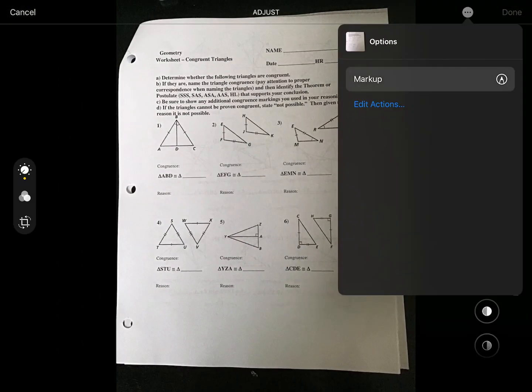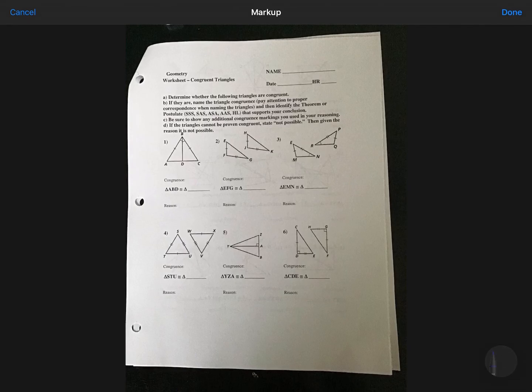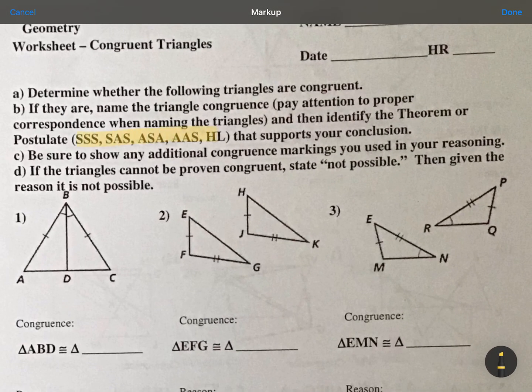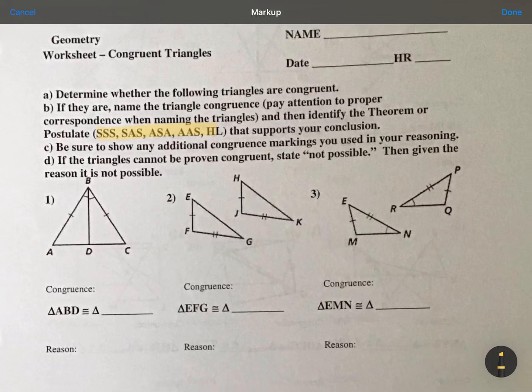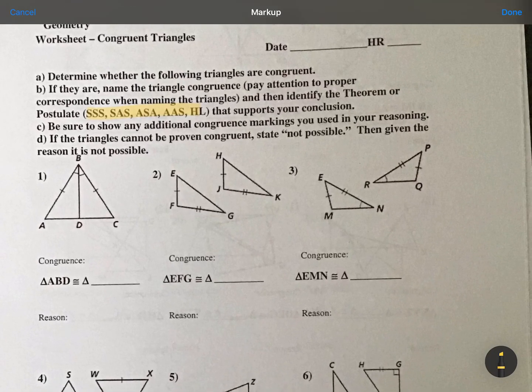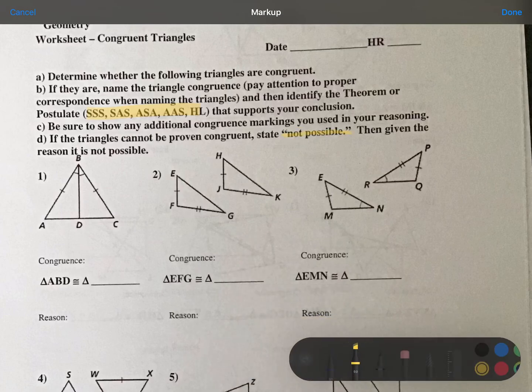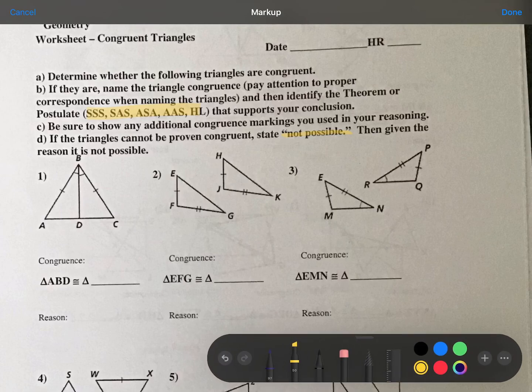So let me get my edit ready. So we're going to put one of these reasons for why they're congruent. And if they're not able to show that they're congruent because there's not enough information, you're just going to put not possible. All right. And then, of course, it says, given that the reason is not possible.